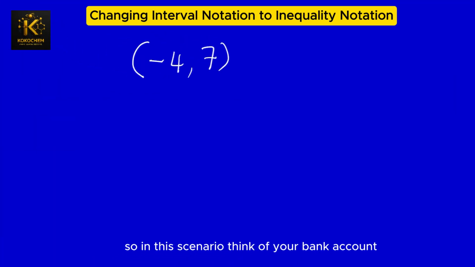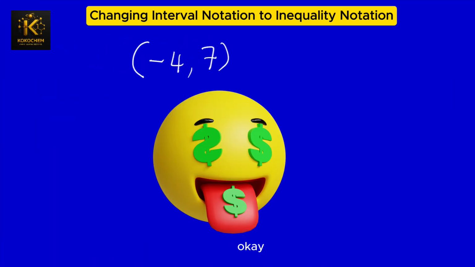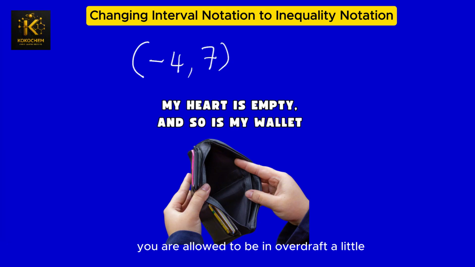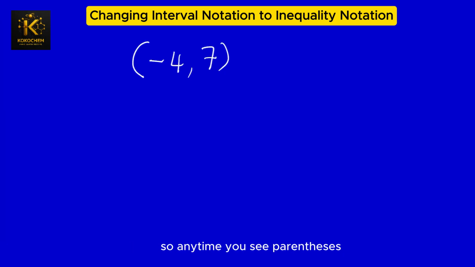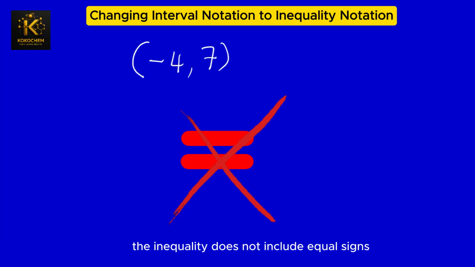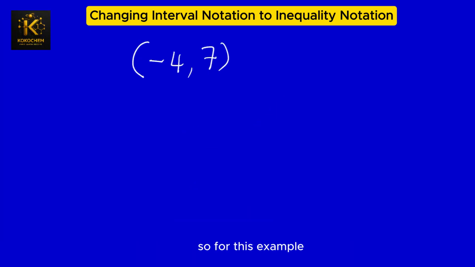So in this scenario, think of your bank account, okay? You are allowed to be in overdraft a little, but there's a limit to overdraft, and there's also a maximum you are allowed to cross. So anytime you see parentheses, the inequality does not include equal signs. So for this example, the parenthesis means no touching.